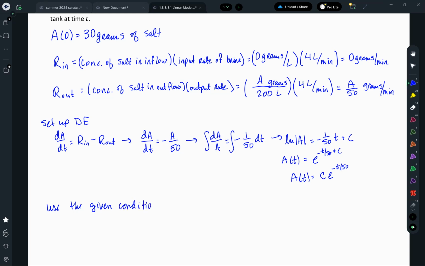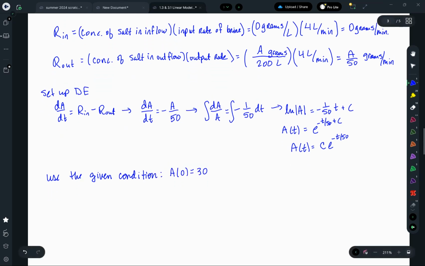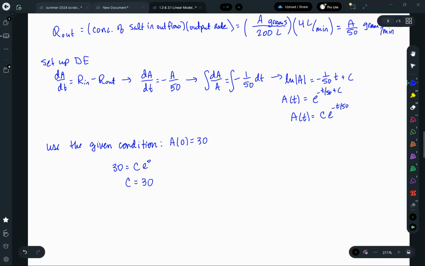Or really, it's just one condition. And that was A of 0 equals 30. So that means we have 30 is C e to the 0, which means C equals 30. And our final, what are they asking for? The number A of t of grams. A of t is equal to 30 times e to the negative t over 50.